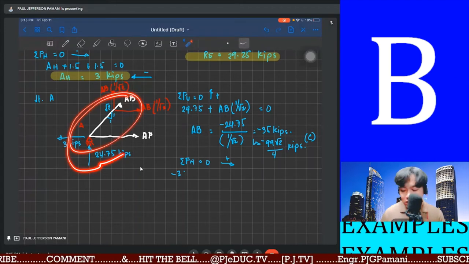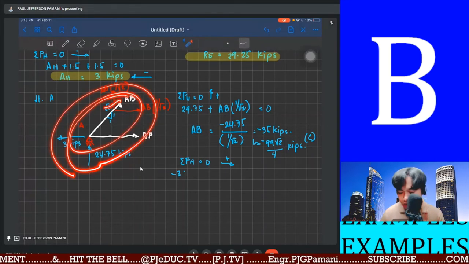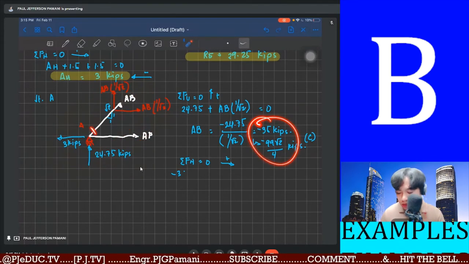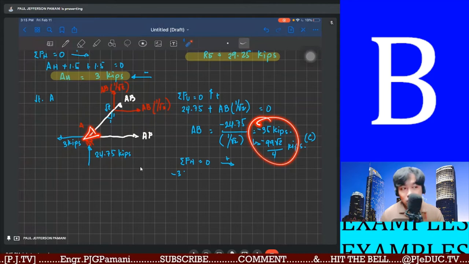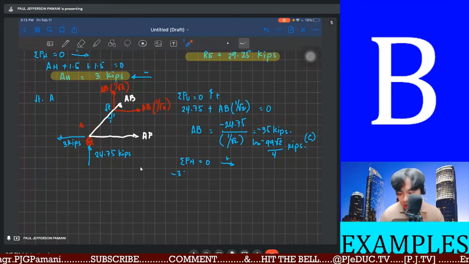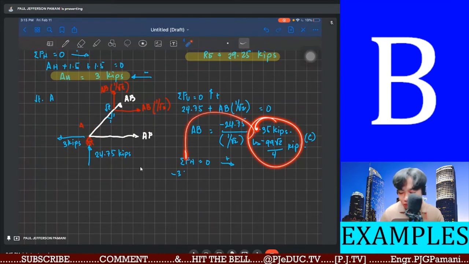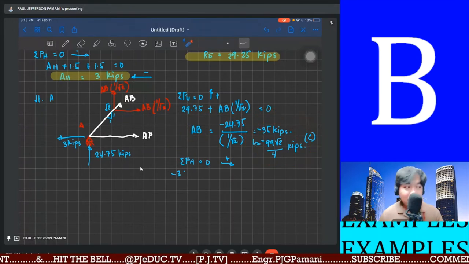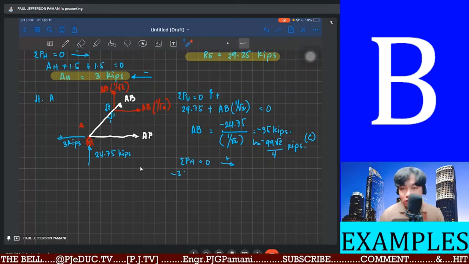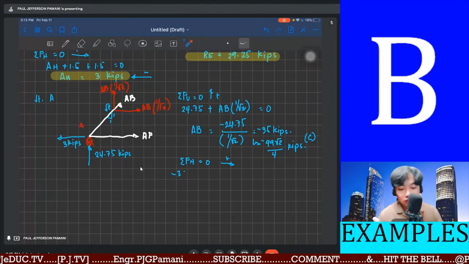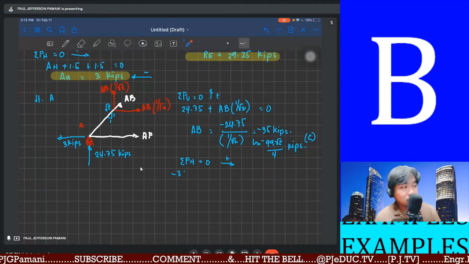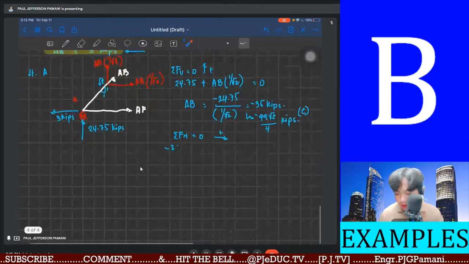So, initially, in-assume natin siya na tension, tama? Dahil lumabas na negative, kailangan natin siyang palitan na compression. Okay? Or, carry lang natin yung sign once we move on to the succeeding solutions, para hindi na tayo papalit-palit. I-carry nyo lang yung sign. Naintindihan po? Okay. So, negative 3 kips.